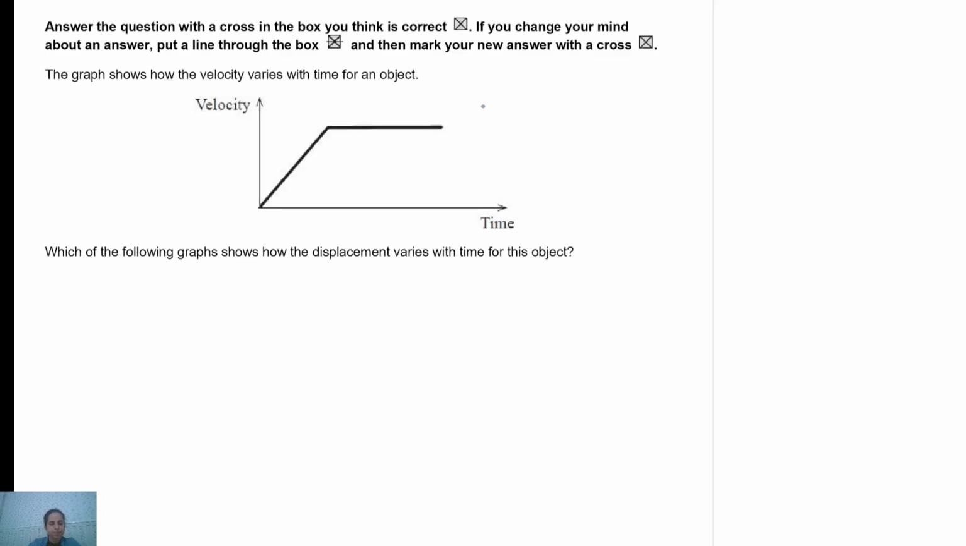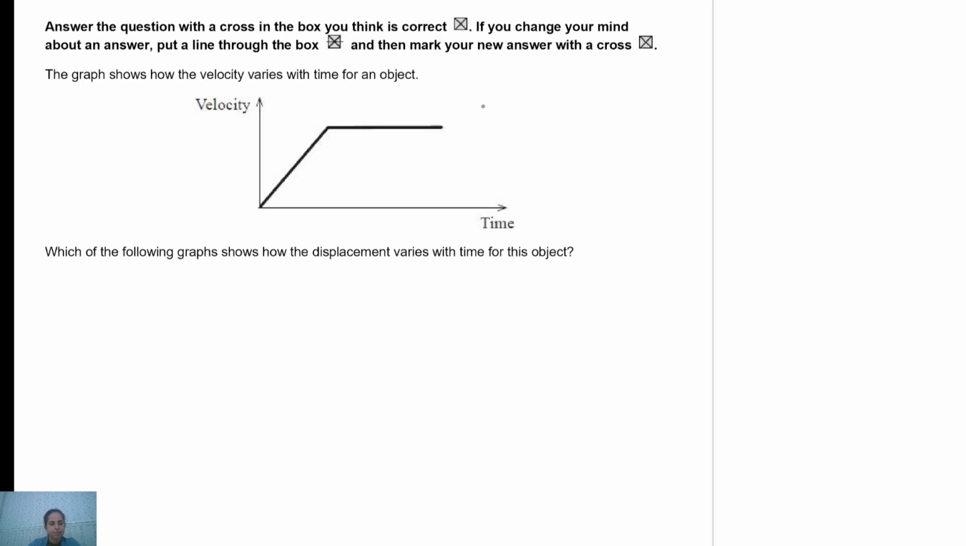For my second part, I'm going to just draw here. Displacement varies with time. So how do you draw? If your acceleration is constant, that means the velocity is increasing in equal intervals of time. So my displacement graph would be a curve. And then velocity is constant, so it will be a straight line. Something like this.